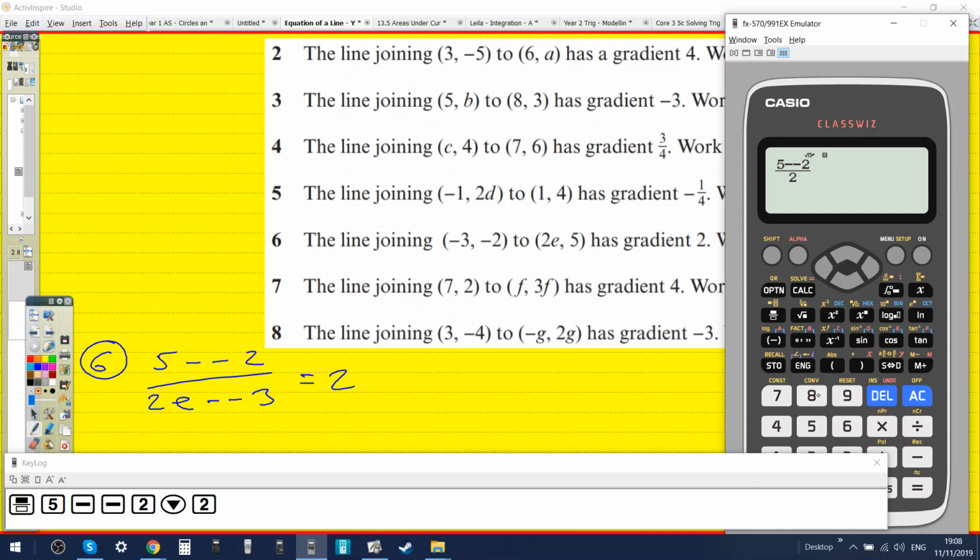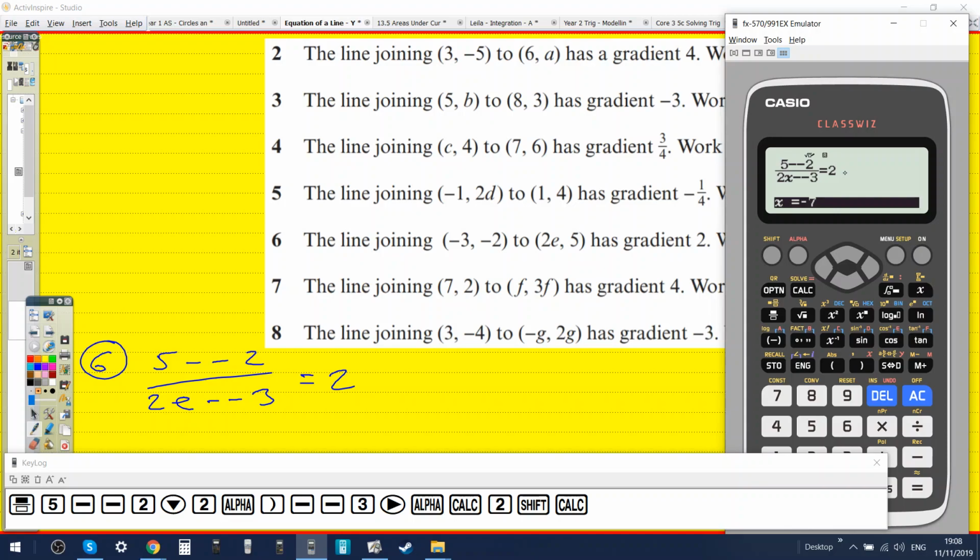Would you want to try doing it in the calculator? Okay. So 5 minus 2. So when I've made it equal to 2, what do I do then? Shift solve. So shift calc. Oh, right. Yeah, I got x equals minus. Press equals again.